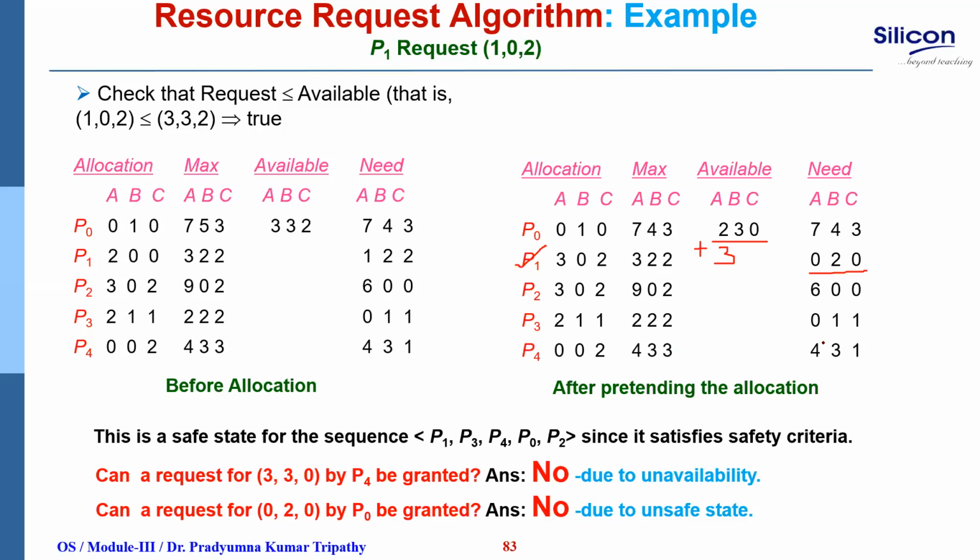Now with this 7, 4, 3, can we satisfy any other? Yes, we can satisfy P0. So P0 can be satisfied, and we'll add for P0, 0, 1, 0, over here. Correct? And we'll get 7, 5, 3. And again, 7, 5, 3 can be given to anyone. Yes, I can give it to P2. So P2 allocation will be added, that is 302, right?